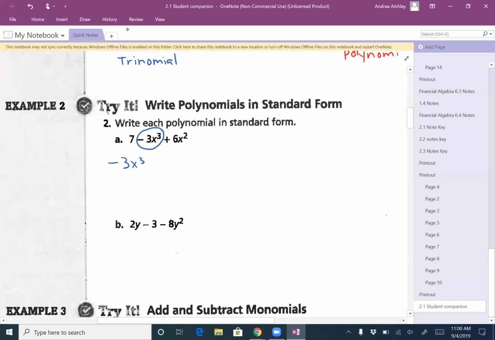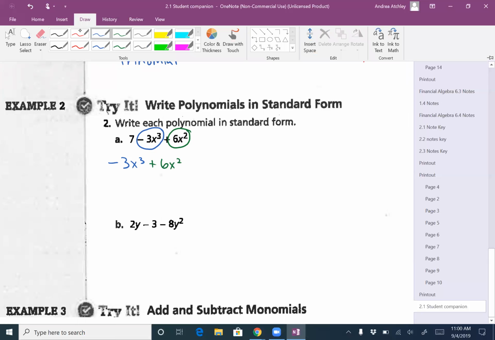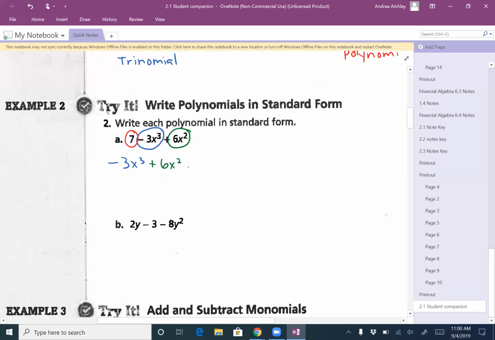Then we go the next. 6x squared is next because it has the next highest degree. And then finally, the 7 has a degree of 0 because it's a constant, so it goes at the end. Make sure you take the signs with you. So the 3 is negative, the 6 is positive, the 7 is positive, and then that's in standard form. In your homework tonight, if you don't write your answers in standard form, it'll mark you wrong. Okay, so make sure that you're writing your answers in standard form. Okay, you guys do the next one.